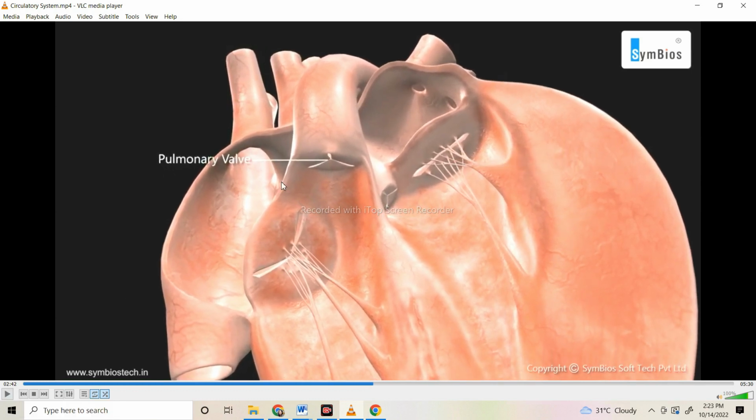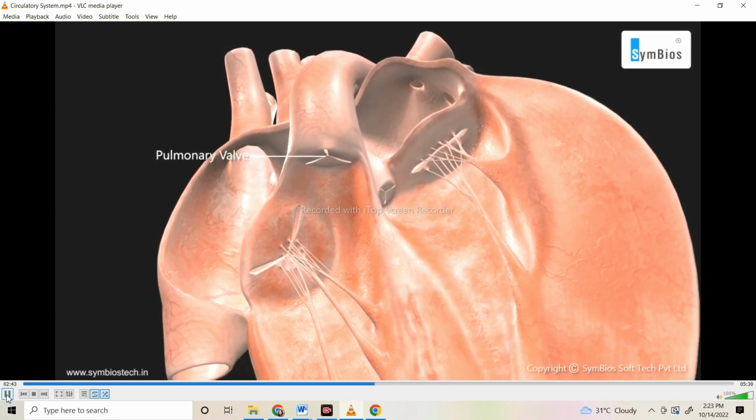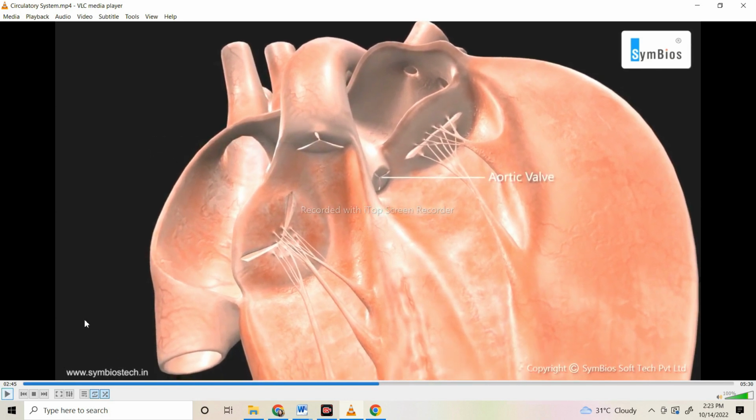Pulmonary valve. And then we have here the pulmonary valve. Ito naman yung valve na papunta sa lungs. Dito dadaan yung blood na papunta sa lungs. And then the last one is the aortic valve. Which is, dito naman dadaan yung blood palabas ng aorta. Okay?